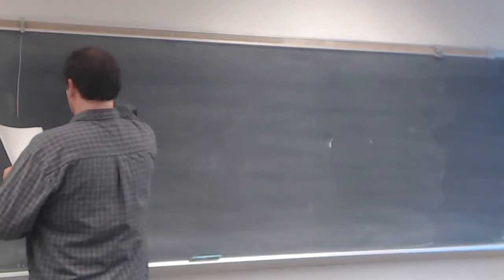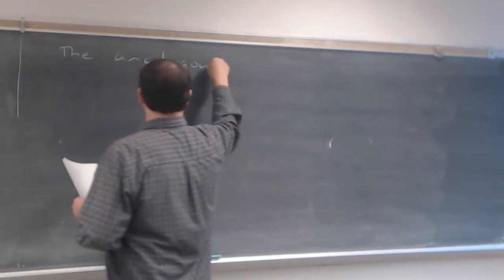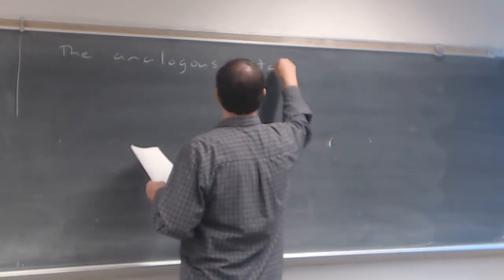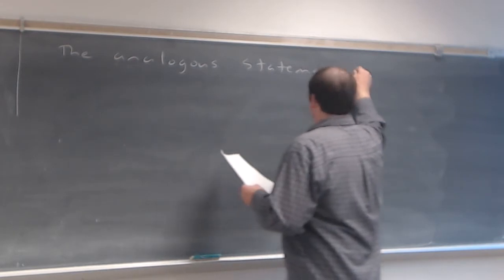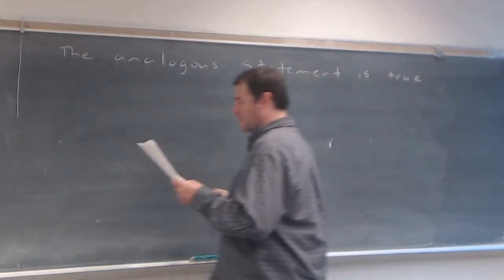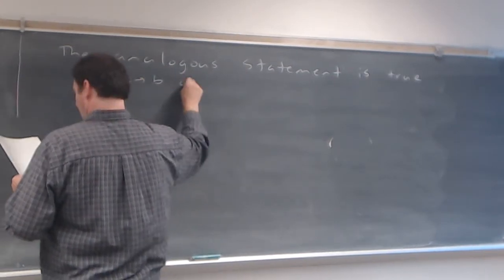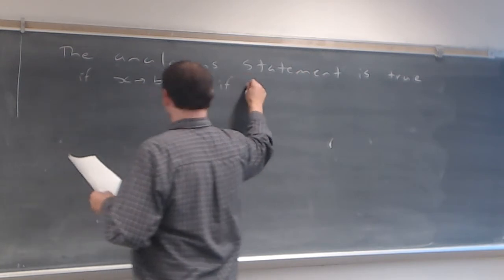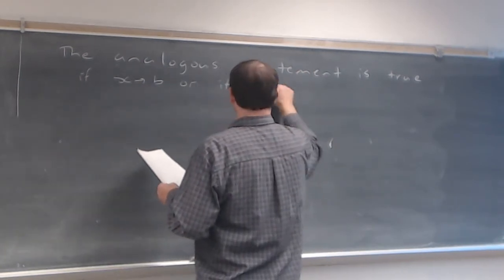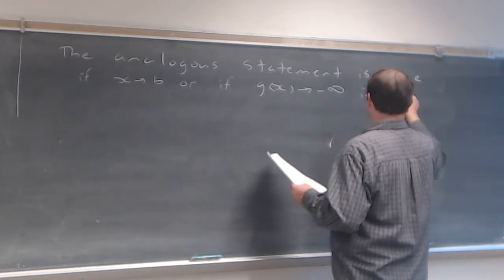Before I go to the proof, I'll say this. The analogous statement is true if x is going to b, or if, for part 2 of our assumptions, that g of x is going towards minus infinity in part 2.